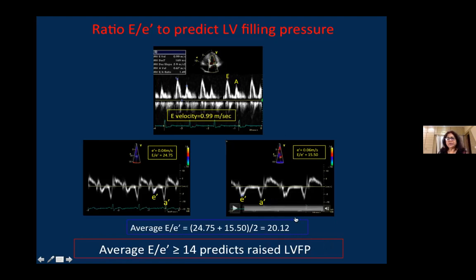So this patient is having very high LV filling pressure. This is a pseudo-normal filling pattern with average E by E prime of 20.12. So this is the case where the patient is having very high LV filling pressure.